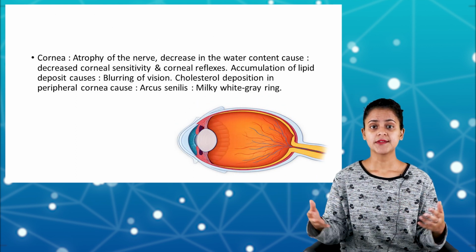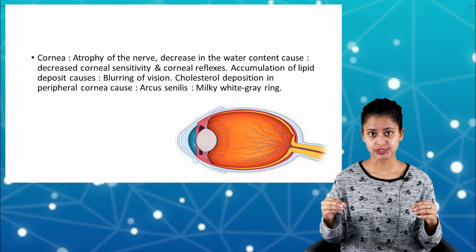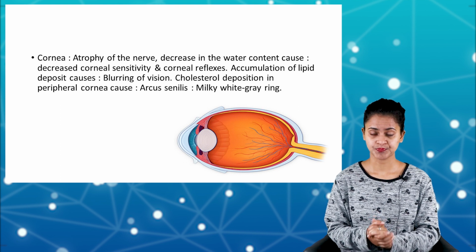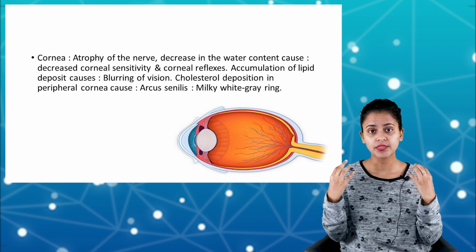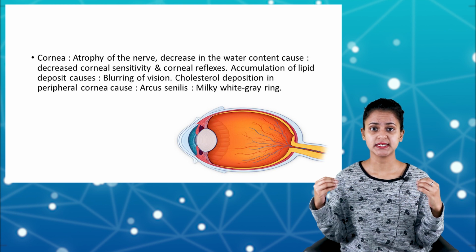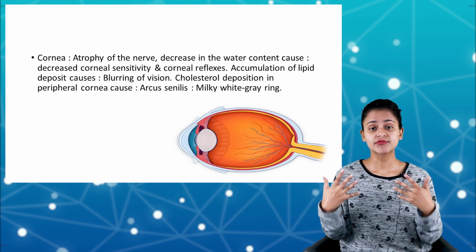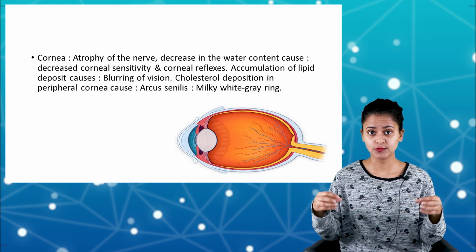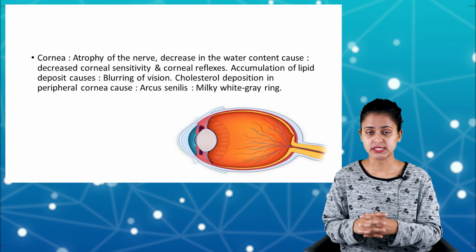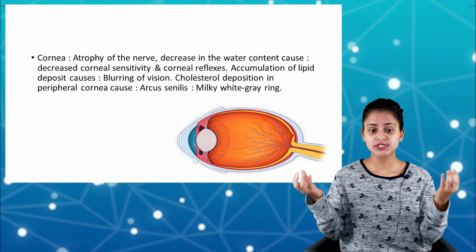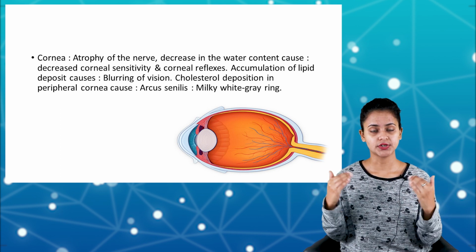Next, we are going to see that the cornea also undergoes certain changes with the aging process. Generally, atrophy of the nerve is very commonly seen in an old age person. A decrease in the water content or fluid content inside the eyes also causes decreased corneal sensitivity and corneal reflexes.